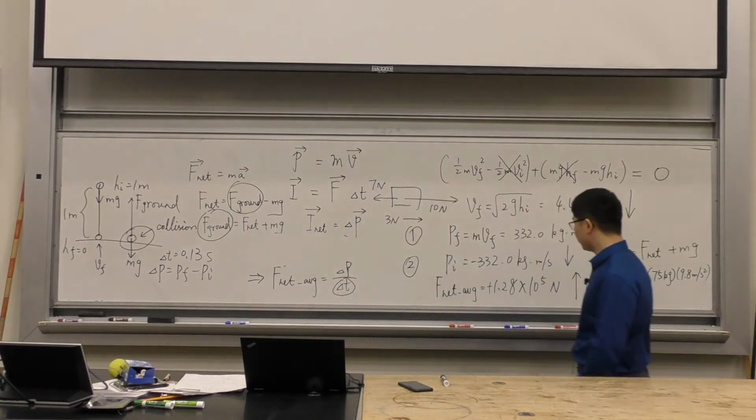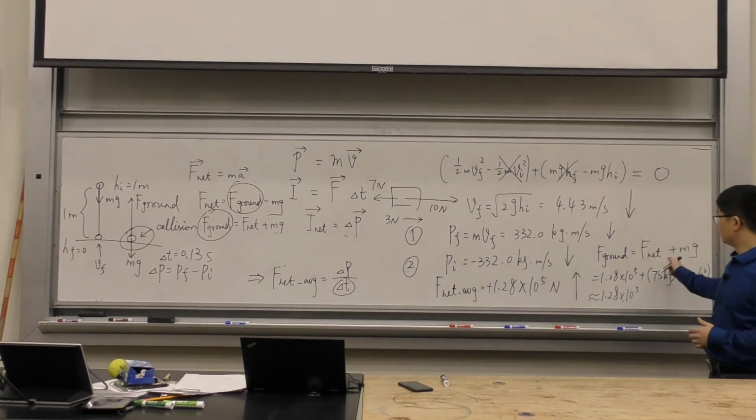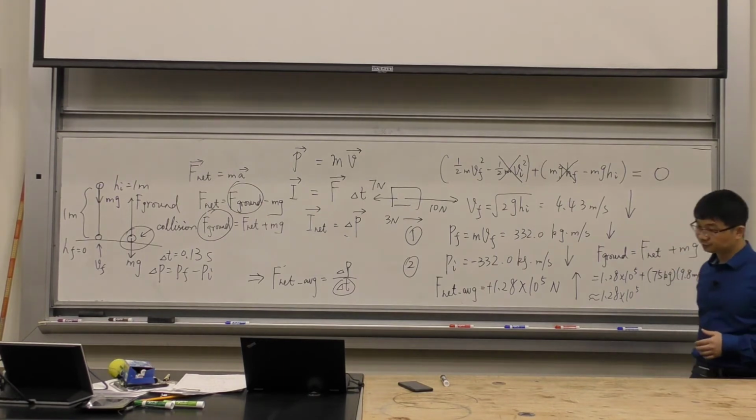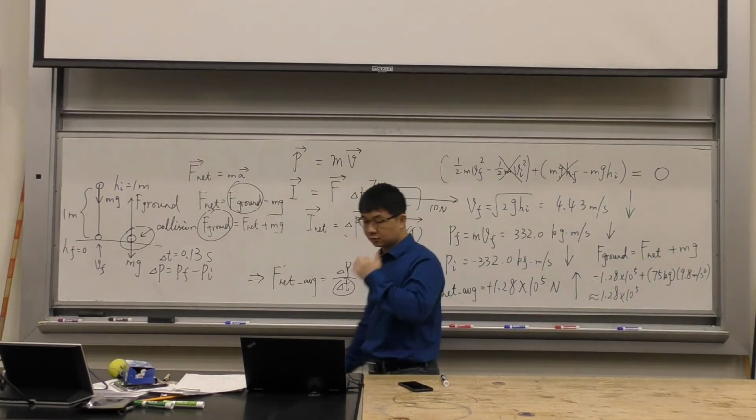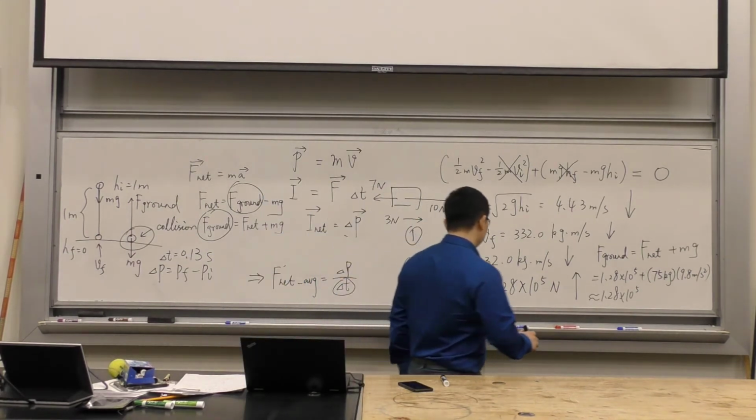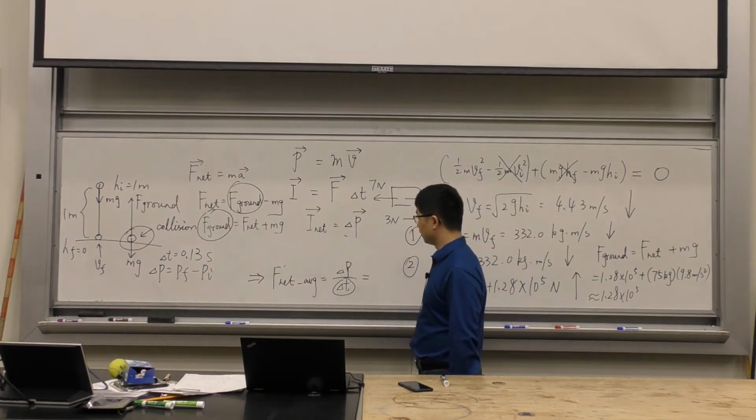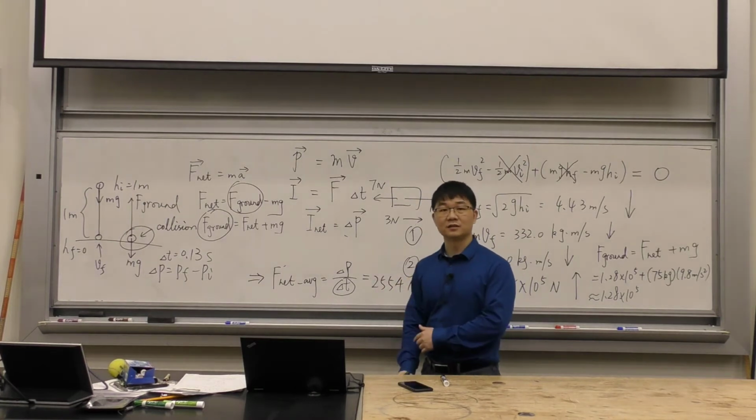All right, and then you're going to do this step. If you don't do this step, you're going to get the wrong answer, because in this case, these two numbers are comparable. Okay, now you can pause the video, finish the algebra. If you do this, what do you get? Okay, you will get, for this process, 2,554 newtons.